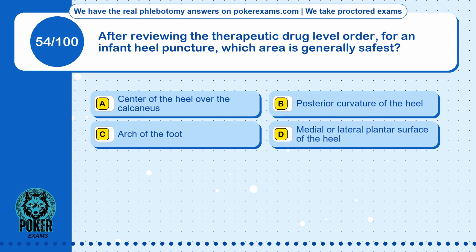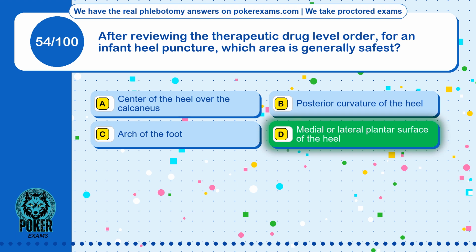Question 54. After reviewing the therapeutic drug level order, for an infant heel puncture, which area is generally safest? Option A, center of the heel over the calcaneus. Option B, posterior curvature of the heel. Option C, arch of the foot. Option D, medial or lateral plantar surface of the heel.